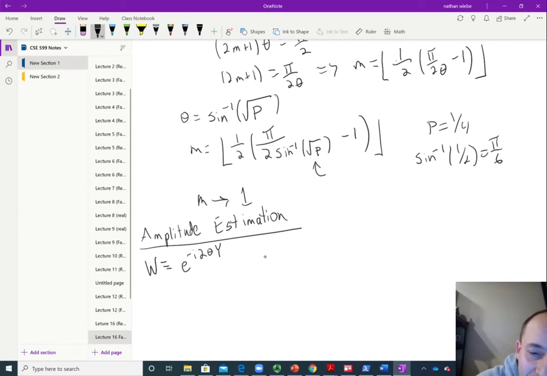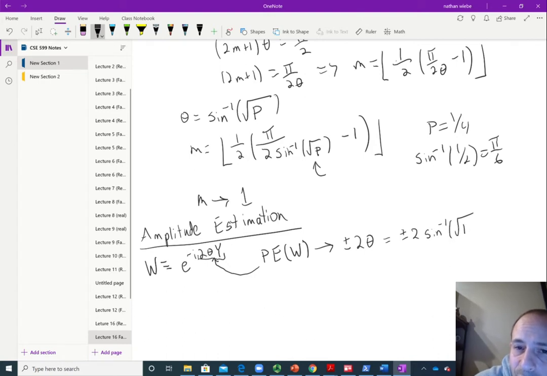Okay, so phase estimation, if we applied phase estimation on the walk operator, recall what phase estimation does is it will give you the eigenvalues of the numerator of this up here. So phase estimation will end up giving us, in this case, plus minus 2 theta. Okay, but theta is equal to the arc sine of the square root of the probability.